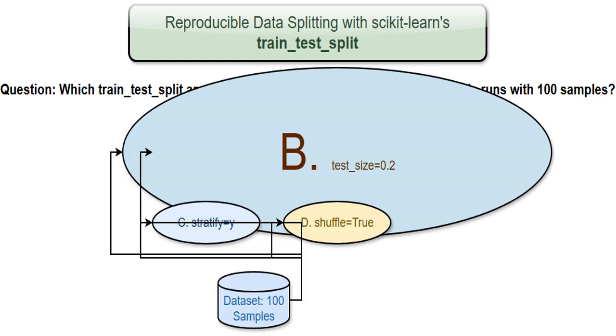This argument specifies the fraction of the data to use for testing. For example, 0.2 means 20% of my data will be used for testing and 80% for training. This alone doesn't control the specific data points that go into the test and training sets. It only determines the proportion of samples.